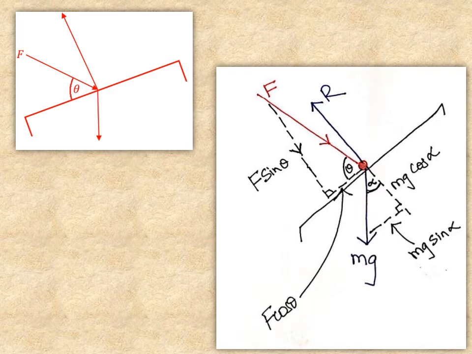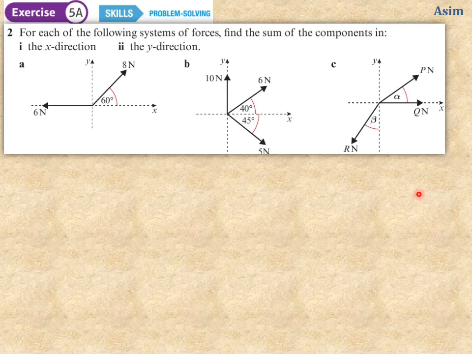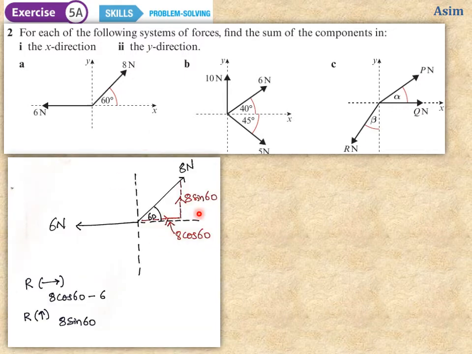Now let's move on. The question says, this is exercise 5a in your textbook. For each of the following systems of forces, find the sum of the components in the x direction, the total in the x direction and y direction. Let us take the first example. So this is that force. If I resolve, this will become the vertical component, and this is the horizontal component which I have drawn here.